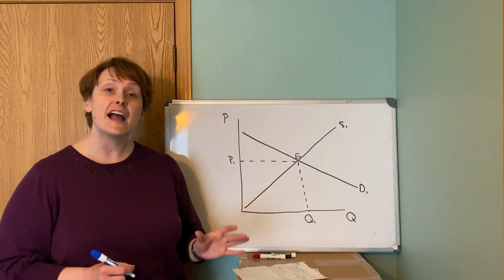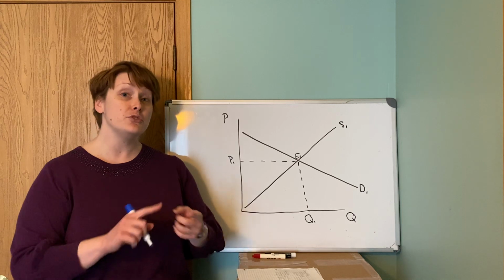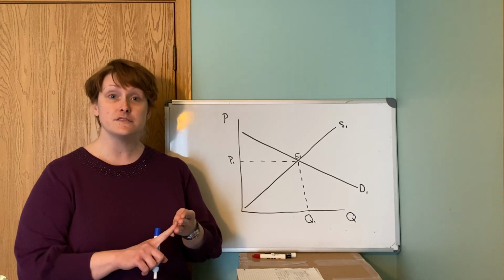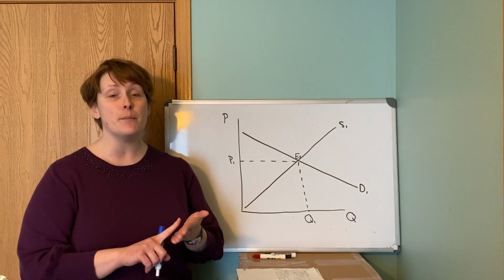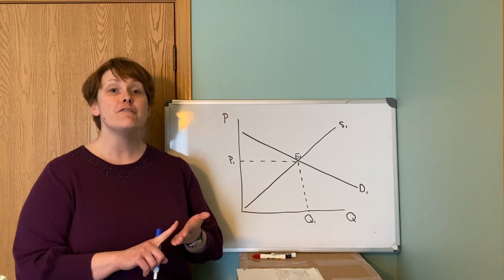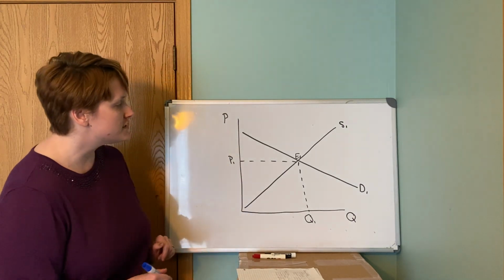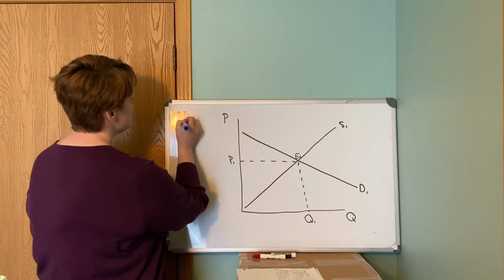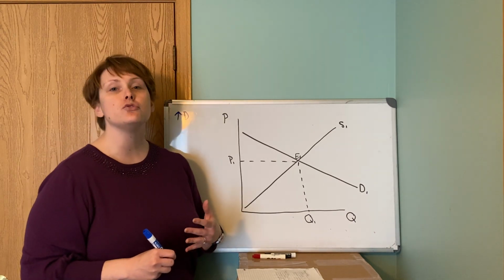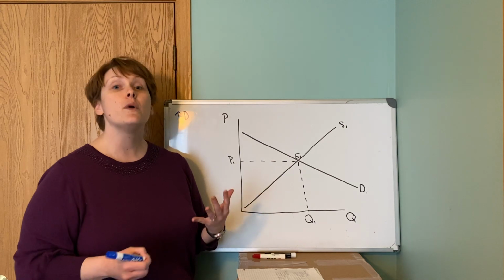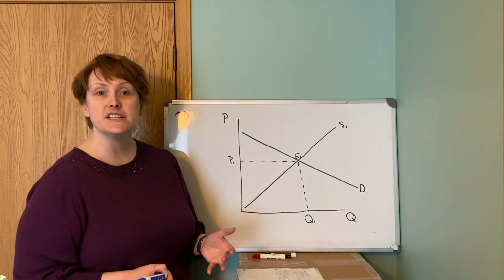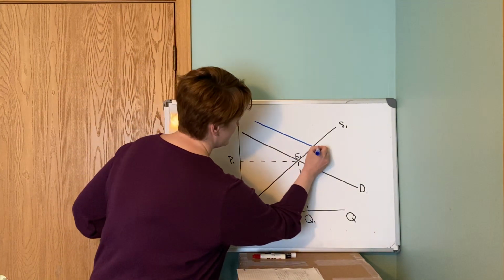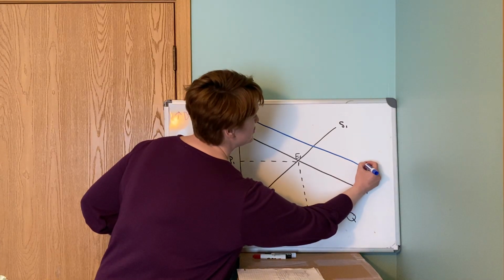Remember that factors that shift our demand curve include income, population, price of substitutes, price of complements, expectations about future supply, and fads and tastes. So first, let's assume that we have an increase in demand. Let's say due to a raise that we got at our job, we have an increase in demand. This increase in demand is going to cause our demand curve to shift to the right. We'll call this D2.